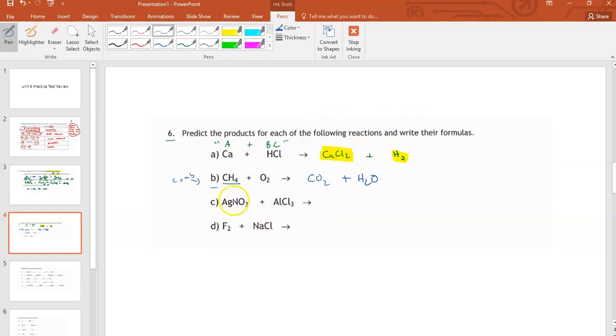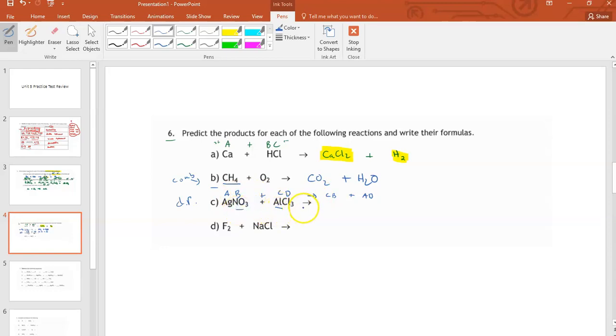Okay. Now, here we've got silver nitrate. So this is an A, B together, plus aluminum chloride, which is a C, D together. So that means I would predict this as a double replacement, which means I'm going to have CB plus AD on this side. So this would be a double replacement reaction here. So I'm going to put aluminum, which is C, with nitrate.